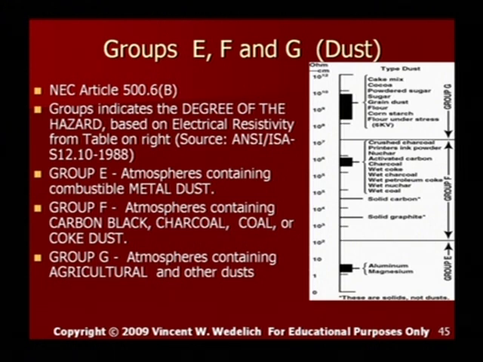Group E, atmospheres containing combustible metal dust. Group F is atmospheres containing carbon black, charcoal, coal, or coke dust. And Group G, atmospheres containing agricultural and other dust, such as sugar, things of that nature. So you can see Group G at the top, you have cake mix, cocoa, powdered sugar, grain dust, flour, cornstarch, flour under stress. And then Group F is crushed charcoal, printer ink powder, active carbon, charcoal, wet coke, wet charcoal, wet petroleum coke, and wet coal, or solid carbon and solid graphites. And then Group E is your actual metals, your metal dust.